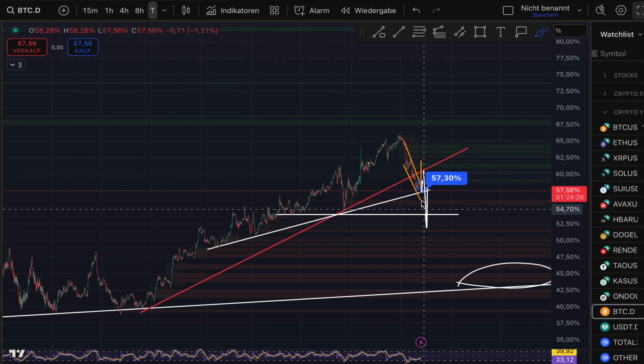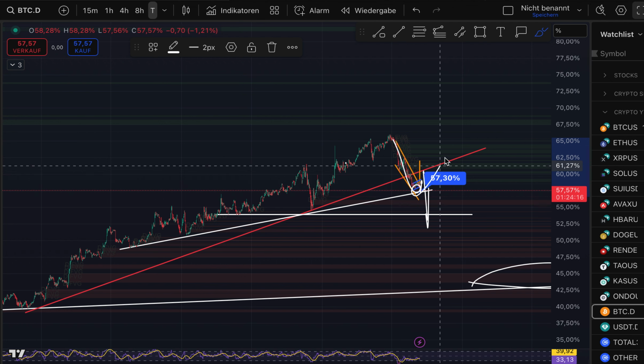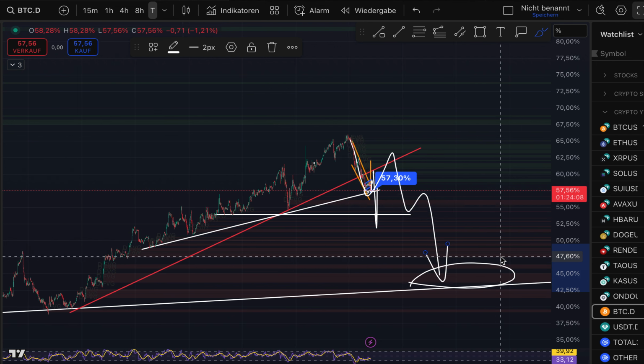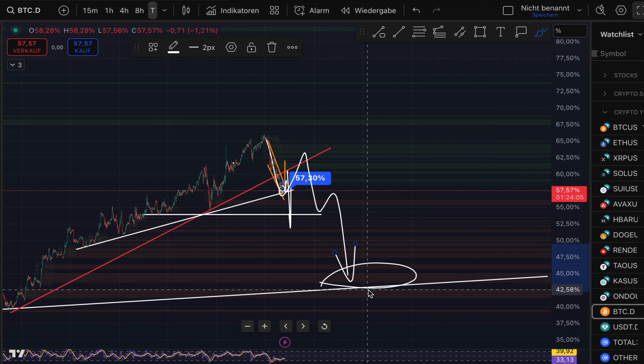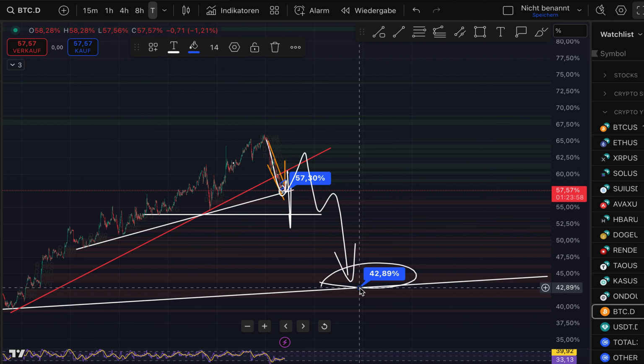And the same can happen here, the only difference is that I think we should see the 57.3% get a bounce, sell off more, get another bounce, sell off more, and that's then the end of the altcoin season. So my prediction, this is just personal speculation, 42.8%. I think there is the end of the altcoin season. Once the Bitcoin dominance hits this level, end of the altcoin season, in my opinion.